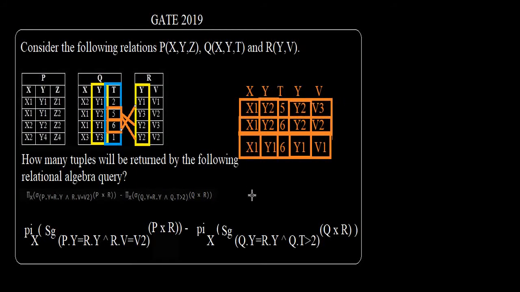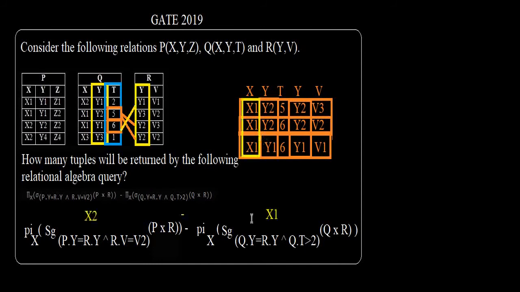Now we need to project the x. So x has three occurrences, x1, but in relational algebra the result is a set, and sets do not have any repetitions. But in SQL you need to add the DISTINCT keyword in order to print only a single x1.